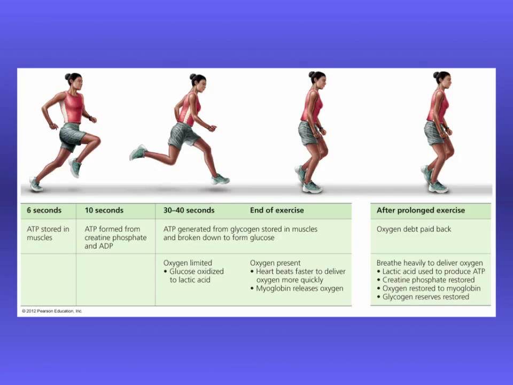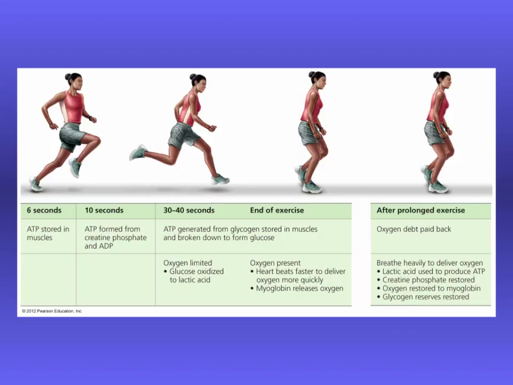All right, so this again is an idea of what occurs over a period of time when you're exercising. We look at, within about 6 seconds, you've got enough ATP stored up in your muscles to last for about 6 seconds of fairly strenuous exertion. For about 10 seconds, the creatine phosphate is going to help pick up the slack and help recycle ATP. Between 30 and 40 seconds, all the way pretty much up into the end of your exercise, then you're dealing with glycogen you have stored up in your muscles. So glycogen is converted to glucose. Glucose is then converted to ATP.